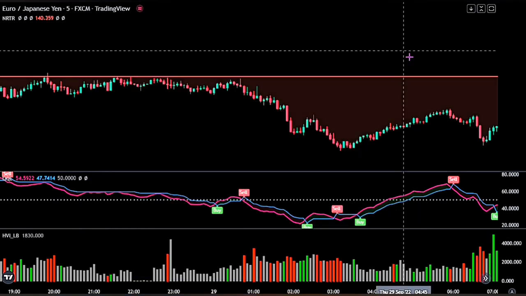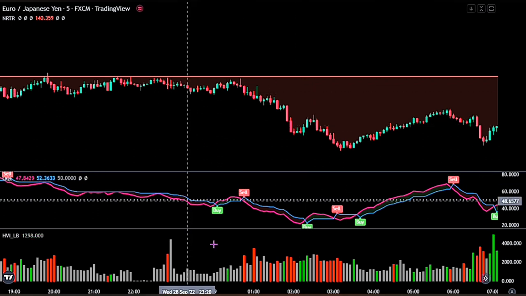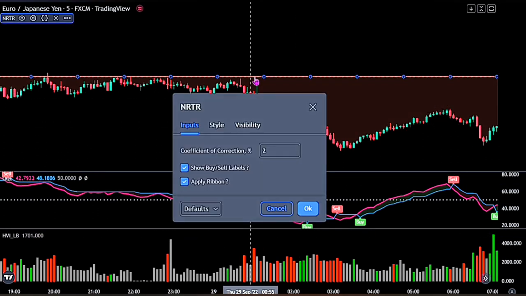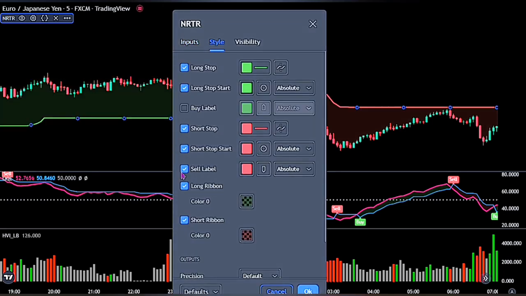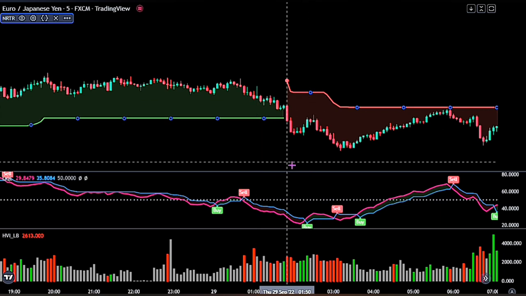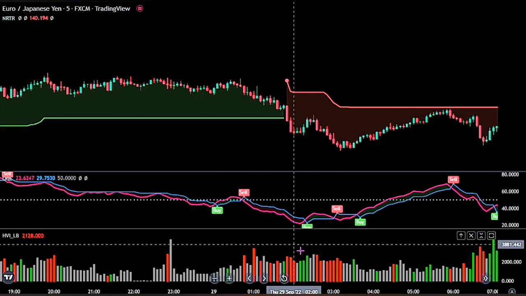Let's quickly adjust the settings for these indicators. For the first indicator, double click on the Nick Rypock Trailing Reverse to bring up the settings panel. On the input, change the coefficient of correction to 0.3. And on the style, I want you to uncheck the buy and sell label. Click on the OK button once you are done. Now we have our chart looking like this, as we would be using the default settings for the other two indicators.